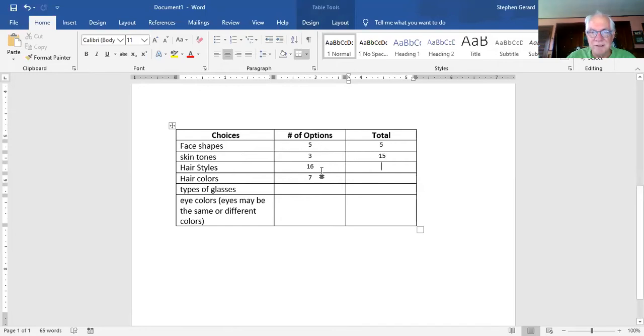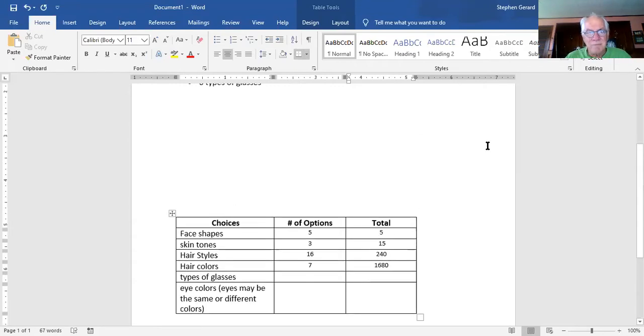Well, it's 15 then times 16, which comes out 240. How many hair colors? That's times 7, so you get up to 1,680. How many types of glasses?